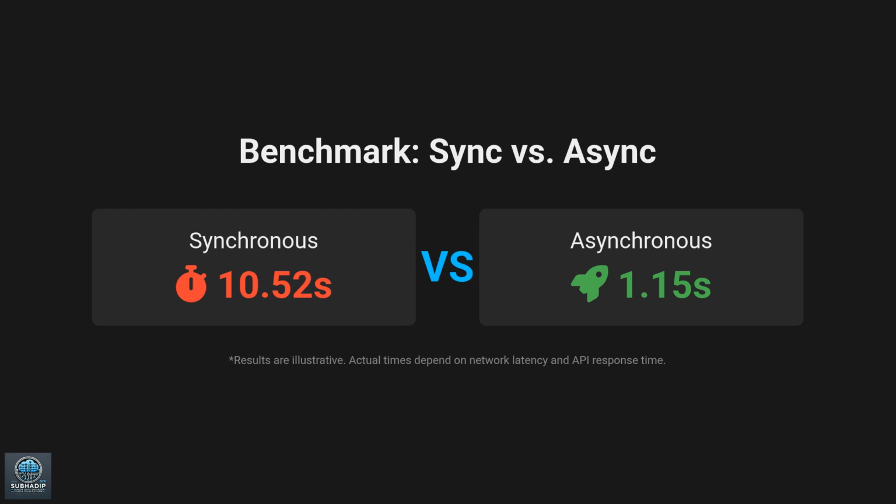So what's the result of our comparison? The difference is staggering. The synchronous code, which makes 10 calls one by one, takes over 10 seconds. The asynchronous code, which runs all 10 calls concurrently, finishes in just over 1 second. It's roughly the time it takes for the single slowest API call to complete, not the sum of all of them. This is a massive performance gain.